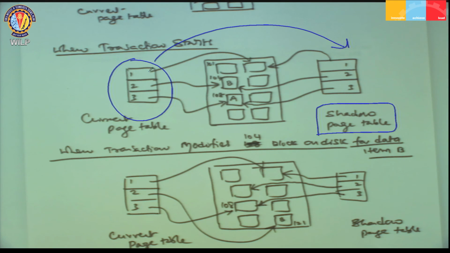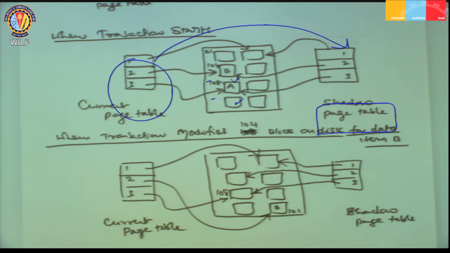Okay, one is pointing to this and the shadow page table page 1 is also pointing to the same thing. They are identical. There is no difference. Let us assume that the disk block 104 contains data item B and disk block 108 contains data item A. This is the situation when a transaction begins.